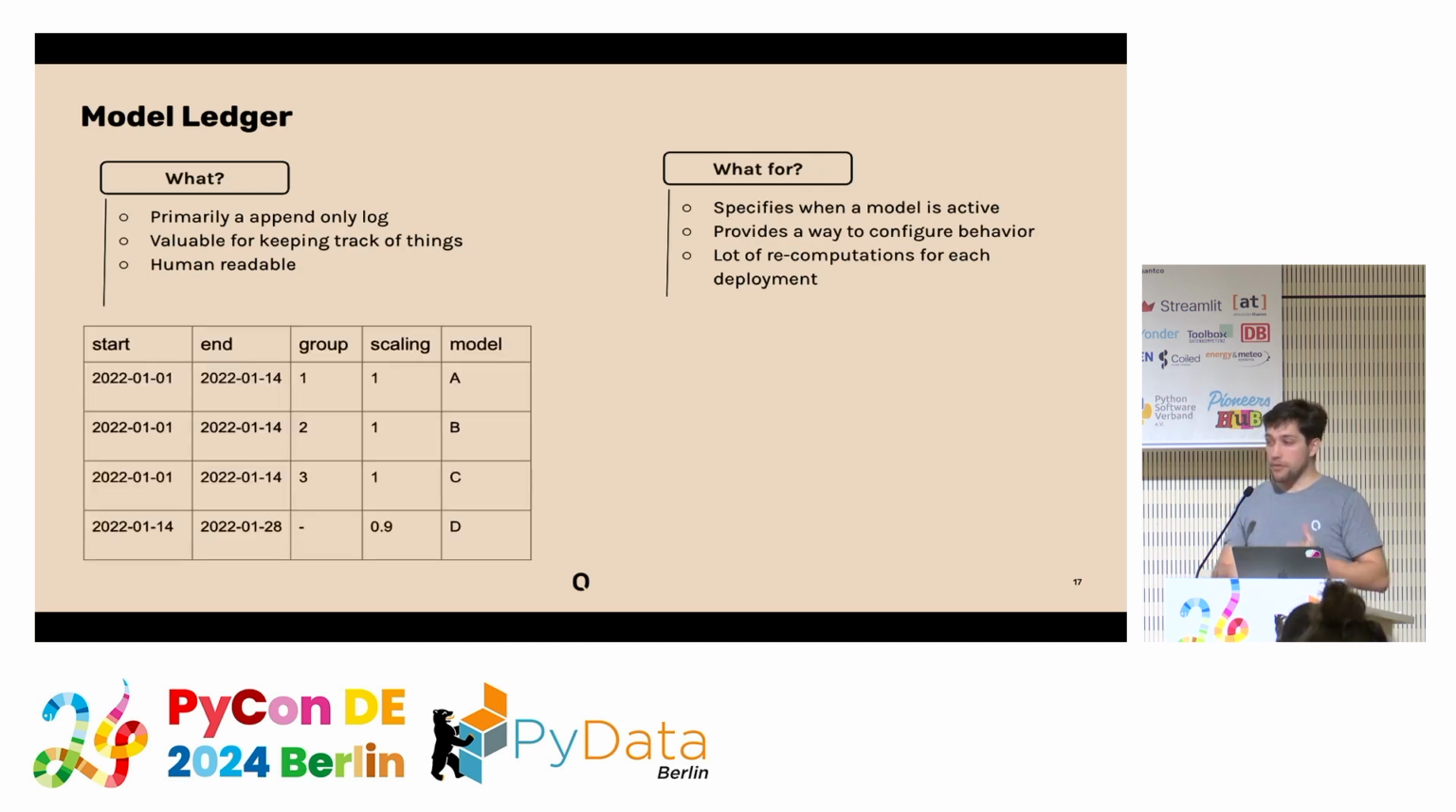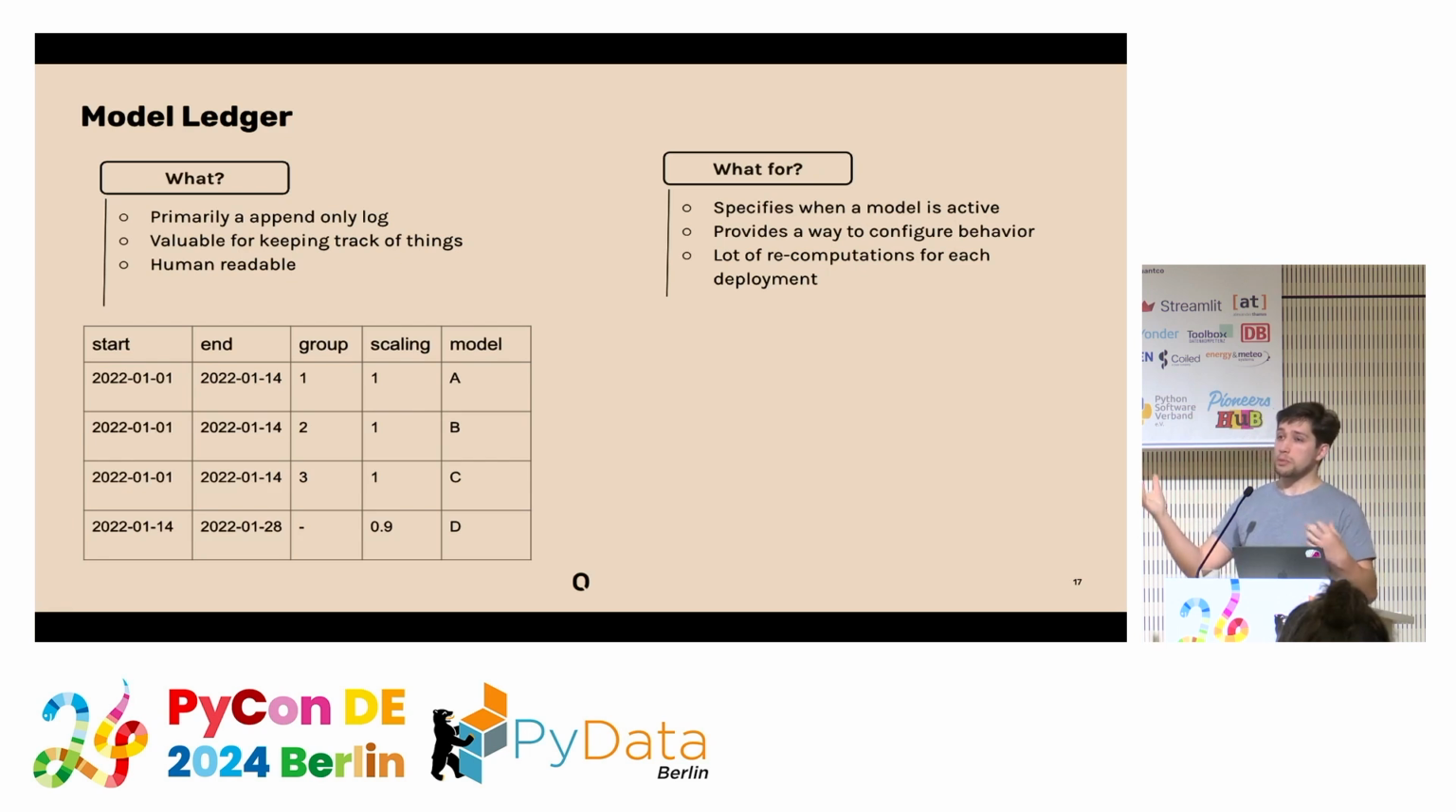So this is how a model ledger could look like. In our case, it's a set of rows where there is a start and an ending. In this example, we are covering the month of February 2022. And it says, well, we have 3 groups. We configured 3 groups, 1, 2, 3, and all of them have a scaling factor of 1, and we are sending them to models A, B, C. That means the model has all the logic on what to do with them.